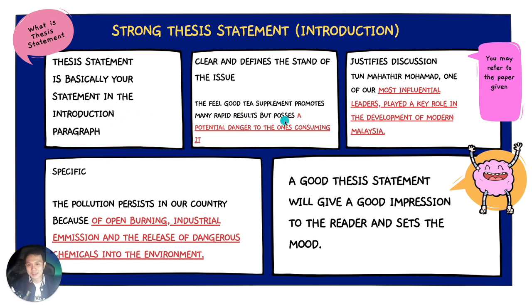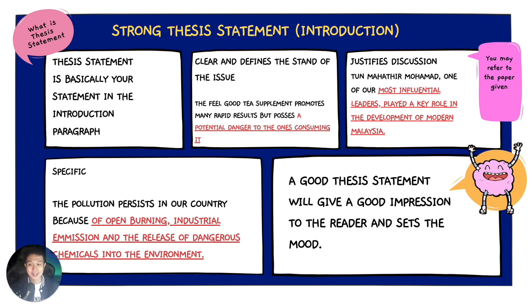So next, over here, it has to be clear and define the stand of the issue. So you need to choose whether you agree or disagree, or you agree and disagree. There are other options there, whether you want to choose agree, disagree, or agree and disagree. You need to show that in your first paragraph. Remember that. Okay, next is it has to justify the discussion. That means you have to link it back to your, if they have a tagline or maybe a statement given, you have to directly go and refer to that.